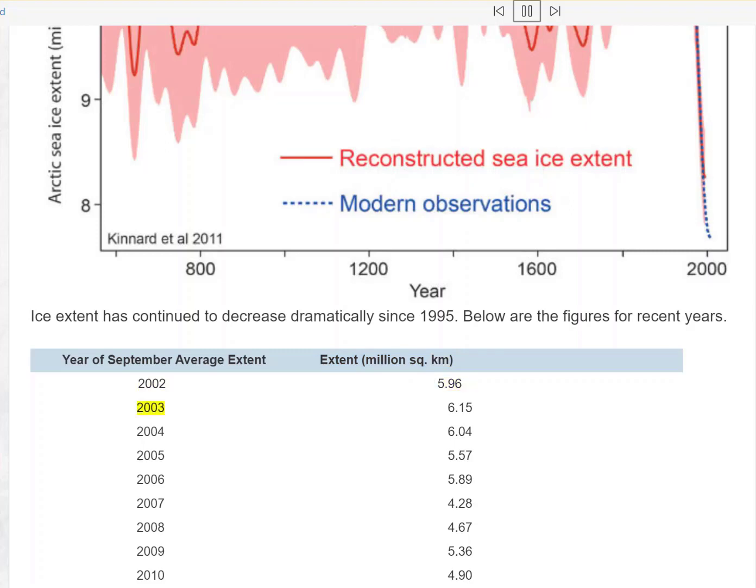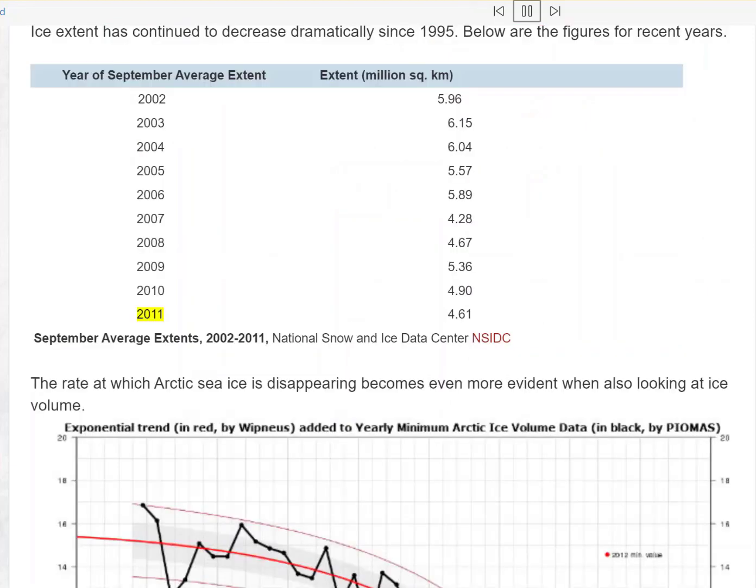2002: 5.96. 2003: 6.15. 2004: 6.04. 2005: 5.57. 2006: 5.89. 2007: 4.28. 2008: 4.67. 2009: 5.36. 2010: 4.90. 2011: 4.61. September average extents, 2002 to 2011, National Snow and Ice Data Center.